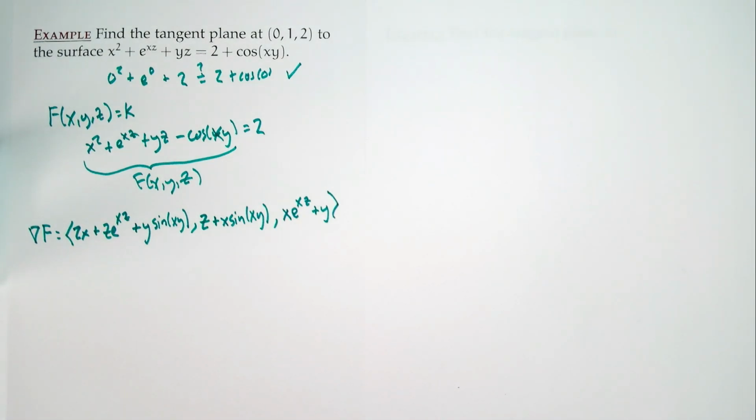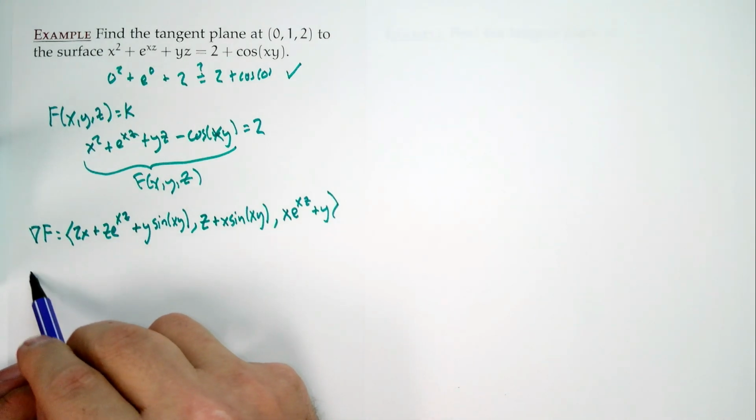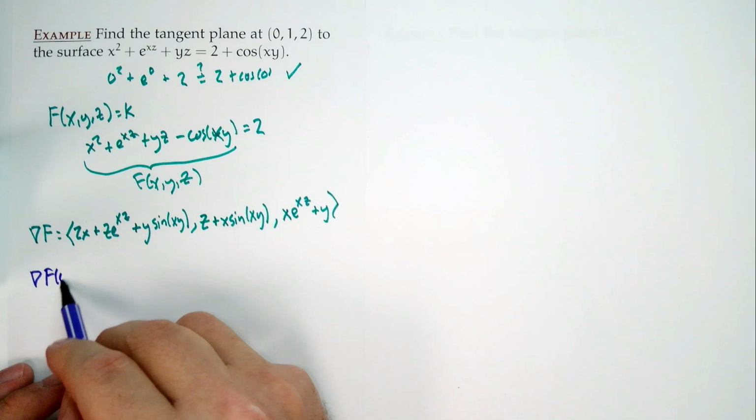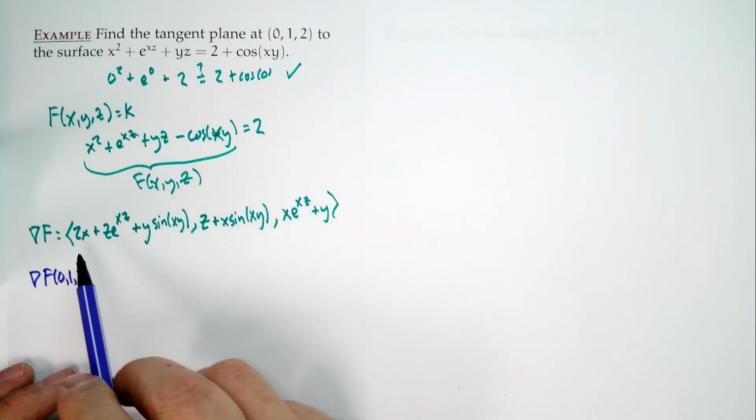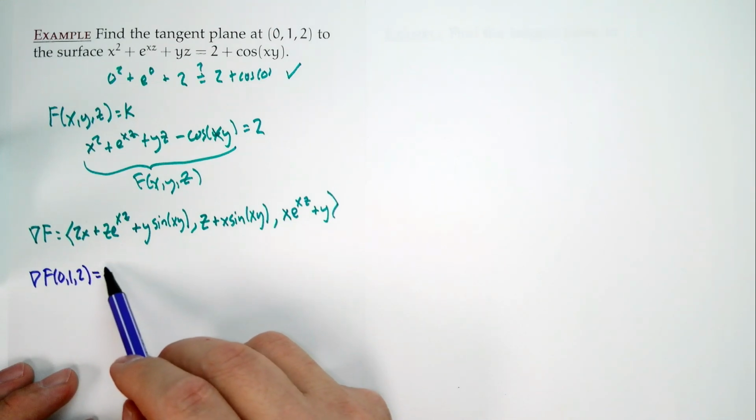Now, the next thing is we have to take our gradient at a point. See, the gradient is not a normal vector until you evaluate it at a point. It's the evaluation at a point that turns it into a normal vector, because normal vectors should not vary with x, y, and z. Normal vectors should be vectors. All right, so we're going to plug in 0, 1, and 2, which means everywhere we see x, it becomes 0. That's going to make it really easy.